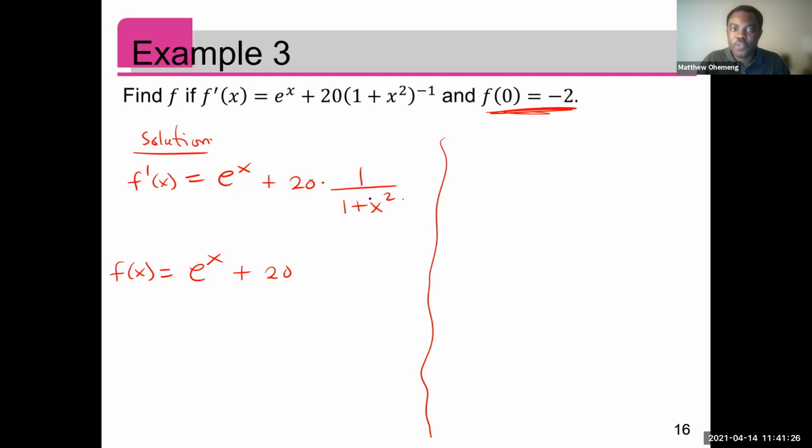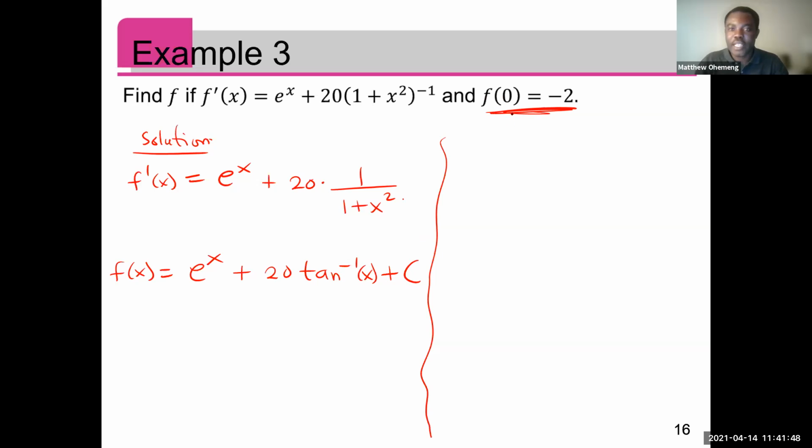Now what's the antiderivative of 1/(1 + x²)? Oh, that one I know. It's tan inverse of x. And then please don't forget your plus c, right? So I have the antiderivative, but this one is the general solution, the most general antiderivative. But because I'm given an initial condition, I can solve for the C, right?